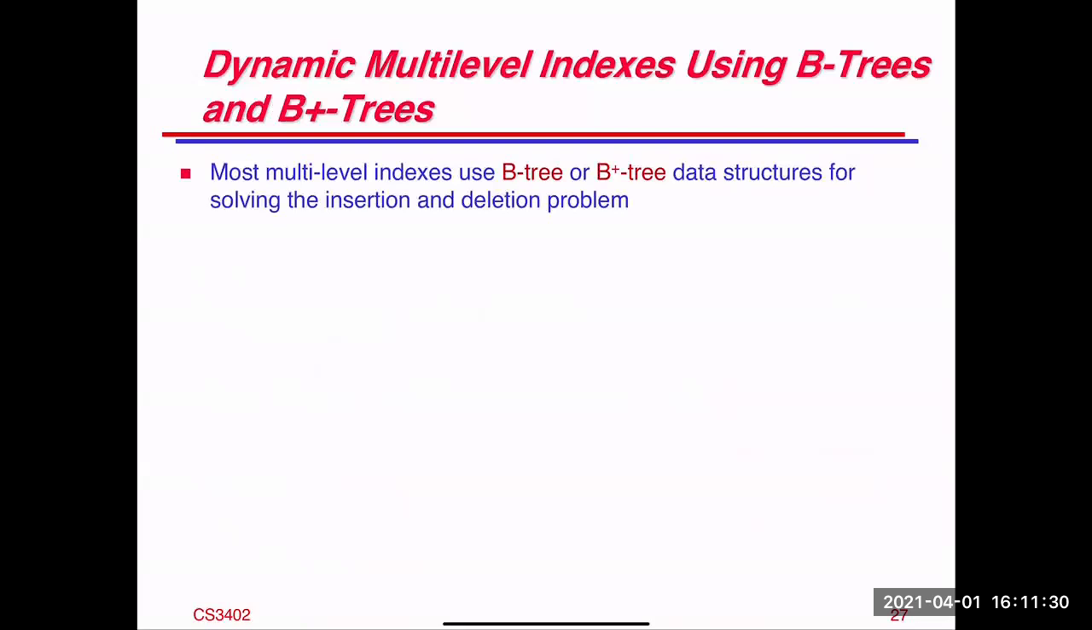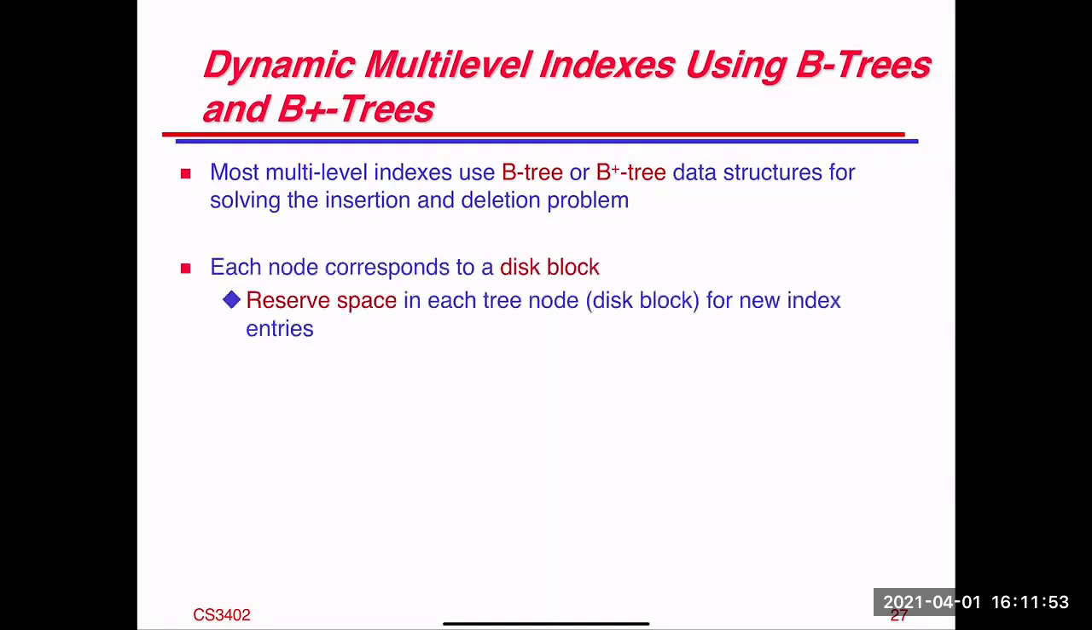Okay, so now let's look at how these B trees and B plus trees work. So as I mentioned, most multi-level indexes use B trees or B plus trees to solve the insertion and deletion problem. So we want to avoid taking a performance hit and still be able to add and remove records from our data file. So each node corresponds to a disk block when we look at a B tree or a B plus tree. All right, so that's pretty much the same as what we just saw for these multi-level indexes. And that means we're reserving space in each tree node for new index entries.